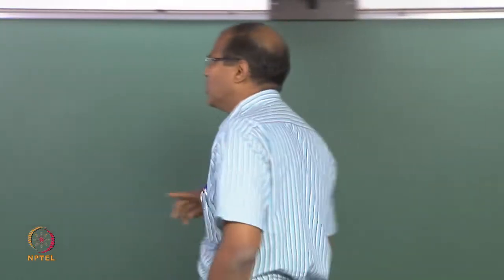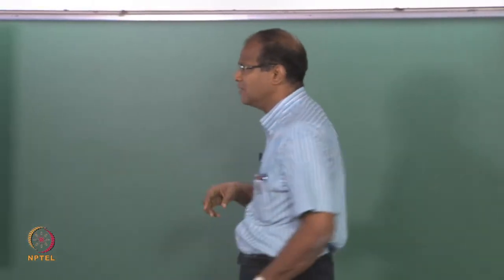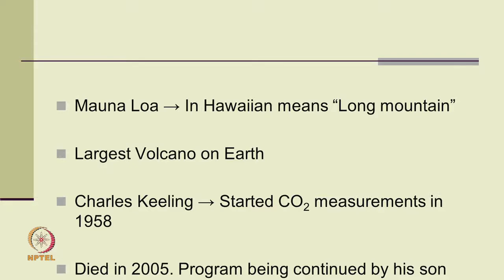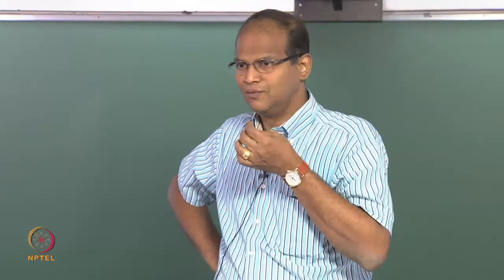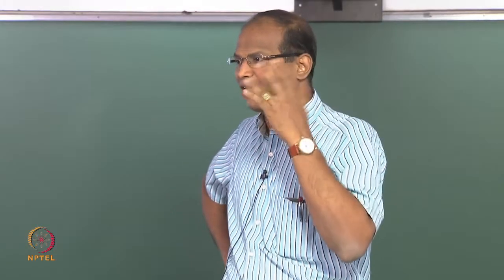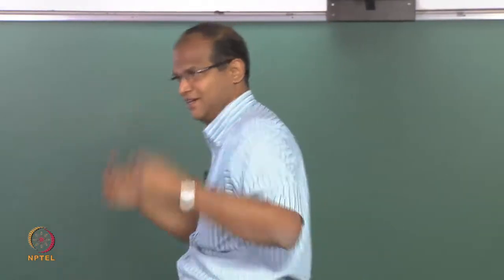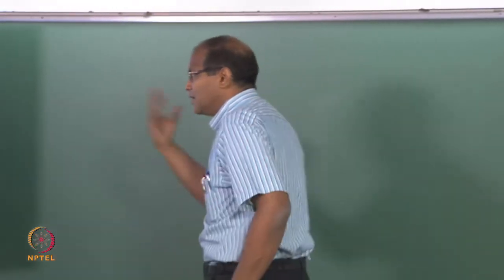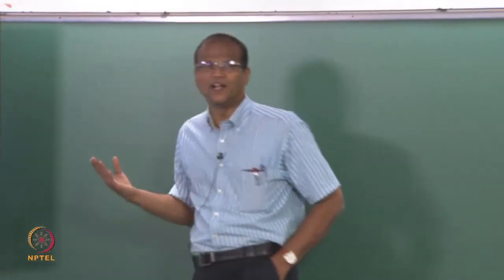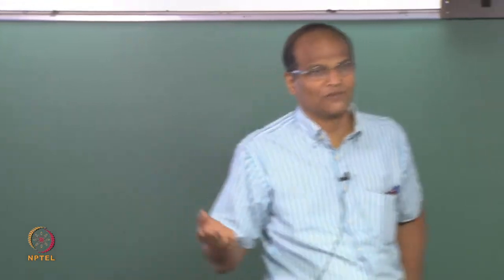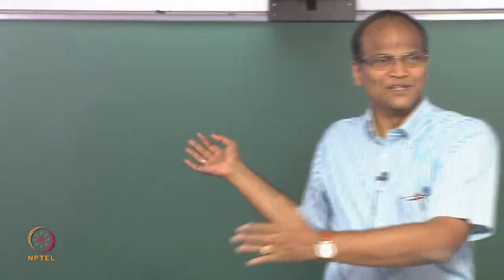The measurements are from Mauna Loa in Hawaii. Mauna Loa in the Hawaiian language means long mountain. It is the largest volcano on earth. The carbon dioxide measurements started with Charles Keeling in 1958, long before people looked at climate change. But for some reason, he wanted accurate measurements of carbon dioxide. He started measuring, and it is well documented. He died in 2005. The program is being continued by his son, who I think is also a professor. So the measurements are continuing.